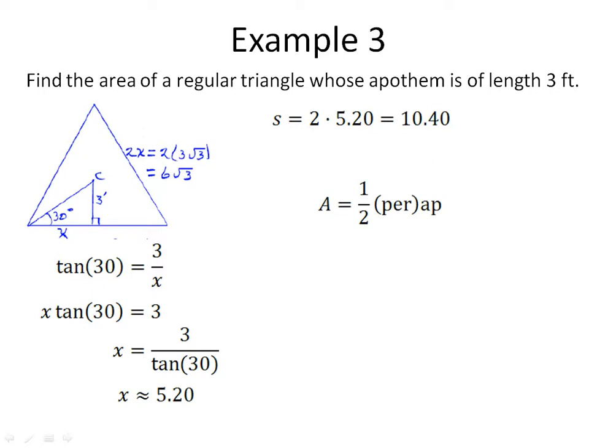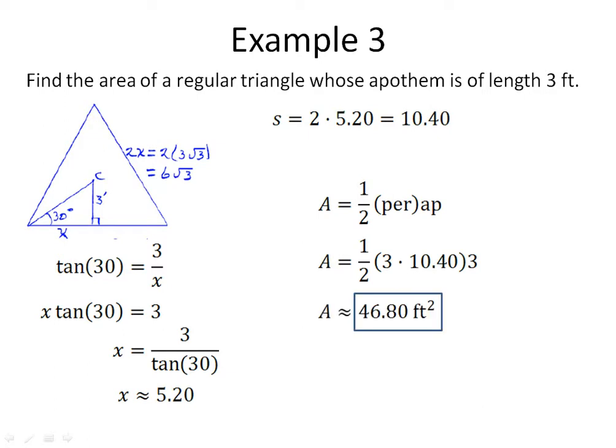So the area is going to equal 1/2 of the perimeter times the apothem, which once again the perimeter is 3 times the side length, so the area is equal to 1/2 of 3 times 10.40 times 3, because our apothem was given to us as 3. Okay, so our area comes out being approximately 46.80 square feet. Okay, when they give you dimensions like they did in this one where it says that it's 3 feet, it is very important that you continue to keep those dimensions with the answer.